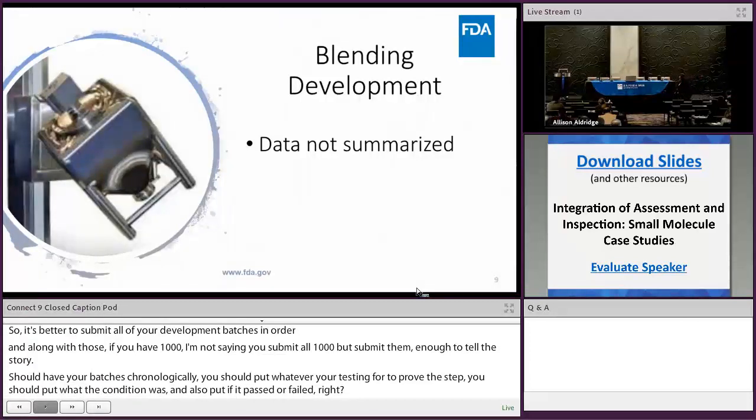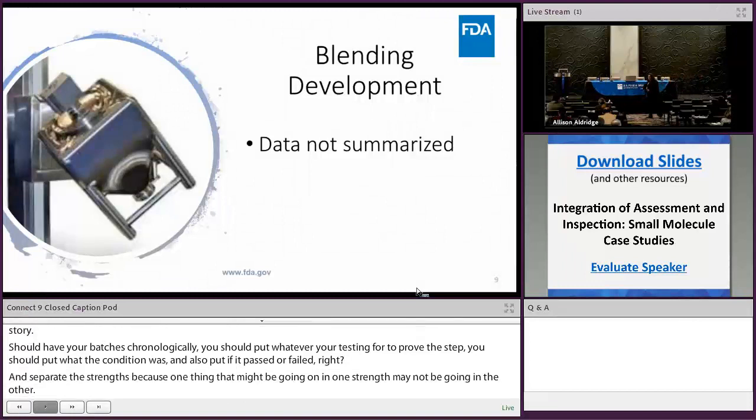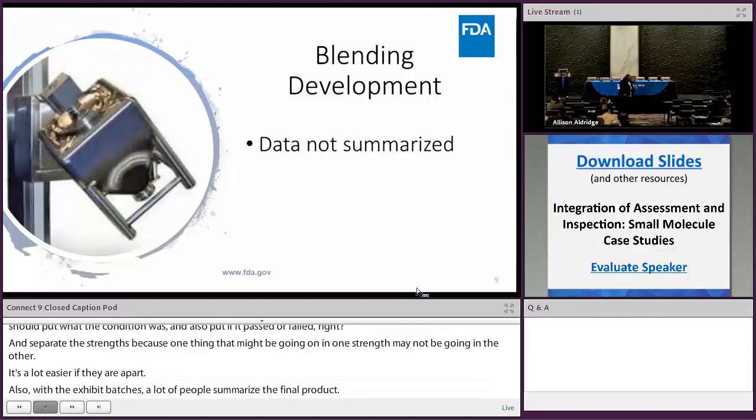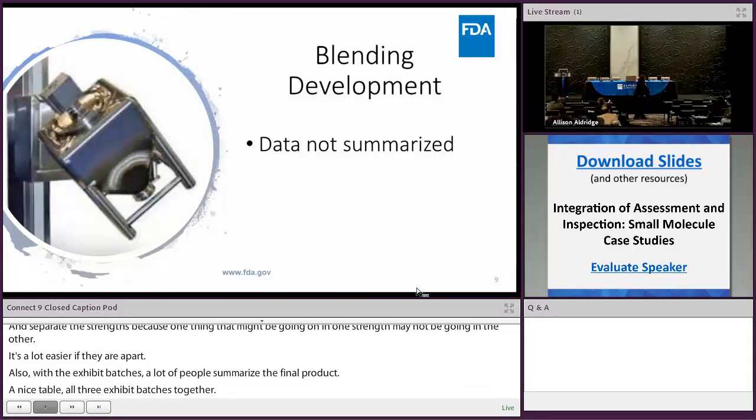And also with your exhibit batches, a lot of people summarize the final product for the exhibit batches. We get a nice table, all three exhibit batches together. It's also nice to do that with the in-process testing results. Some people do it, some people don't. It makes our lives a little easier.